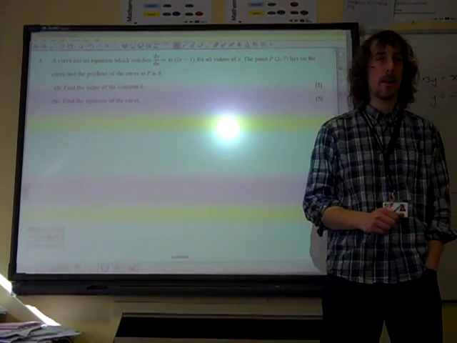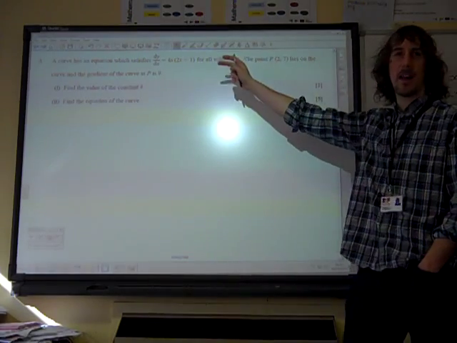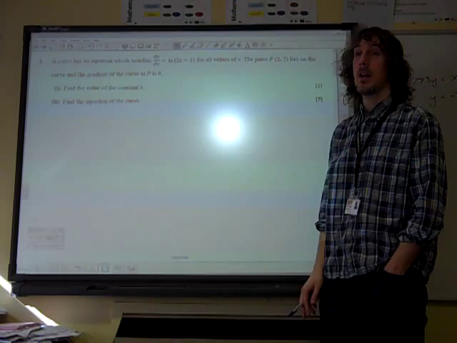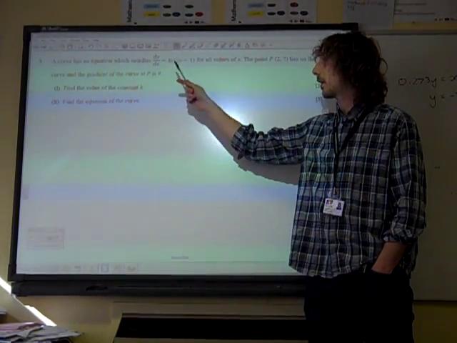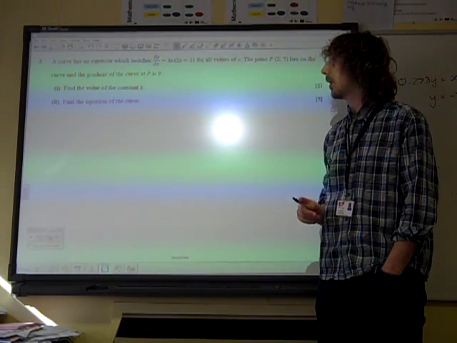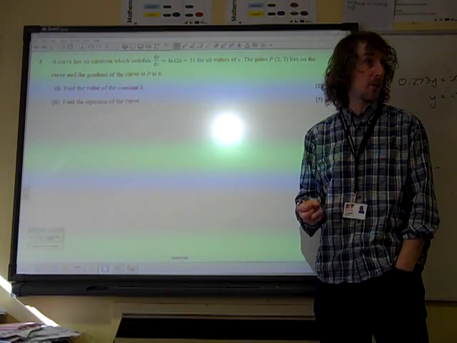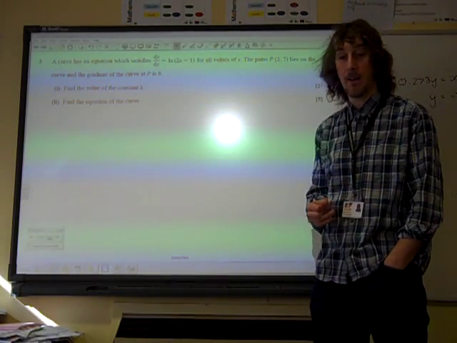Right, so question 3. The curve of the equation satisfies dy by dx equals kx(2x - 1)(4 - x). P(2, 7) lies on the curve, and the gradient of the curve at P equals 9. So we're given two bits of information for this. Find the value of the constant k.